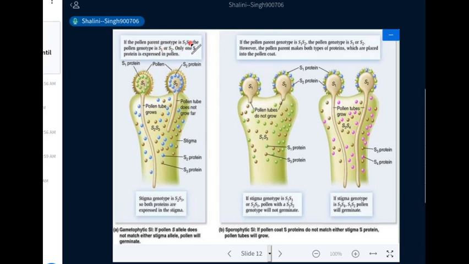Suppose the pollen parent genotype is S1, S2. So one pollen will have S1 protein and the other will have S2 protein. And the stigma genotype is S2, S3, so it has two types of protein, S2 or S3. Both proteins S2 and S3 are expressed in this stigma. This is S2 protein and this is S3 protein. This is the stigmatic surface where these pollens land.